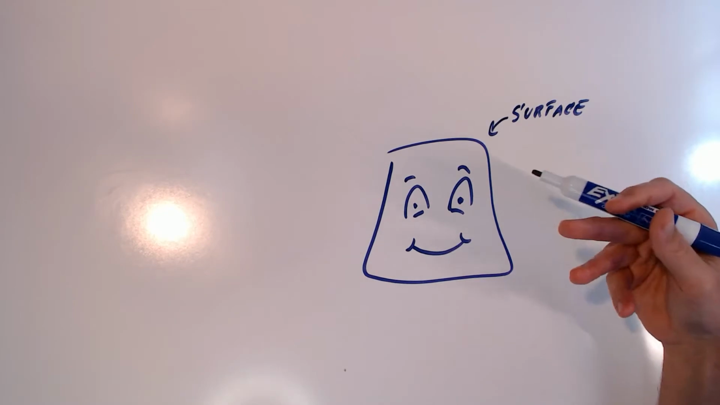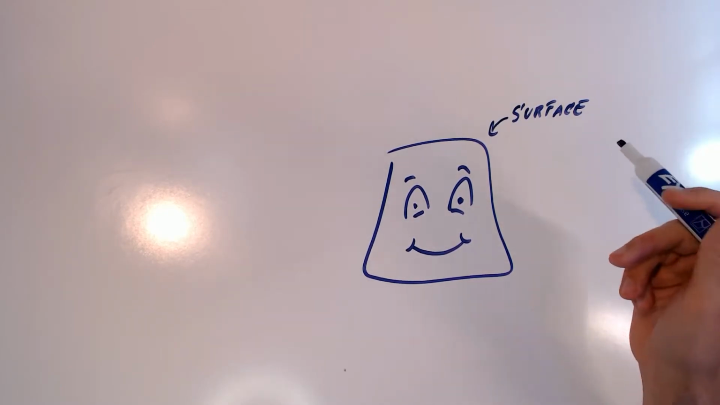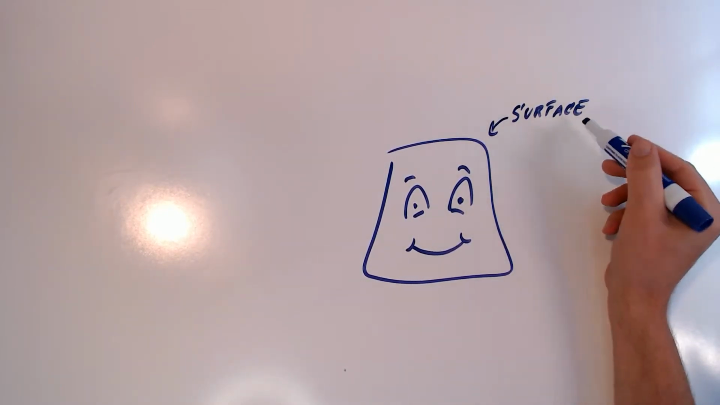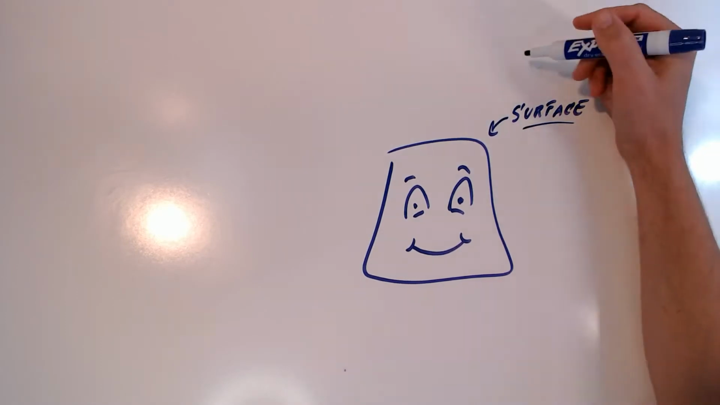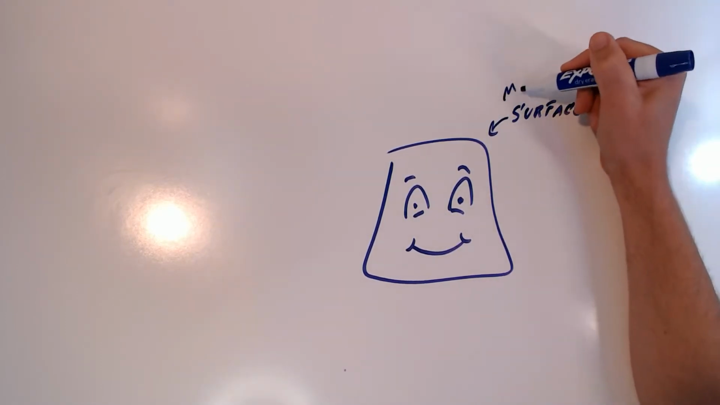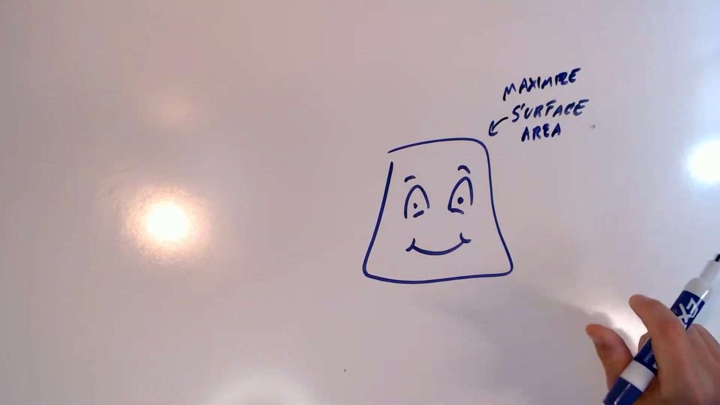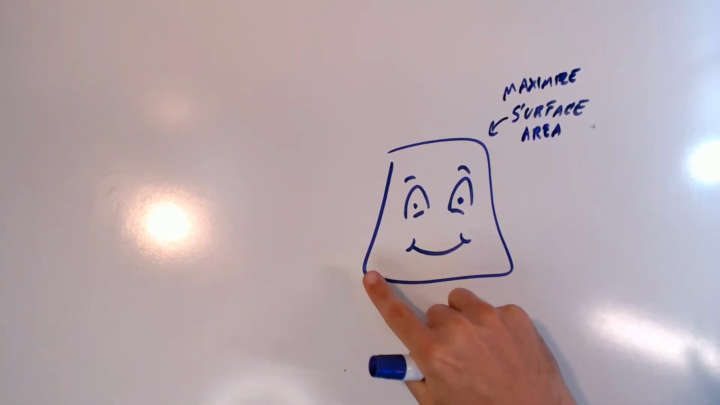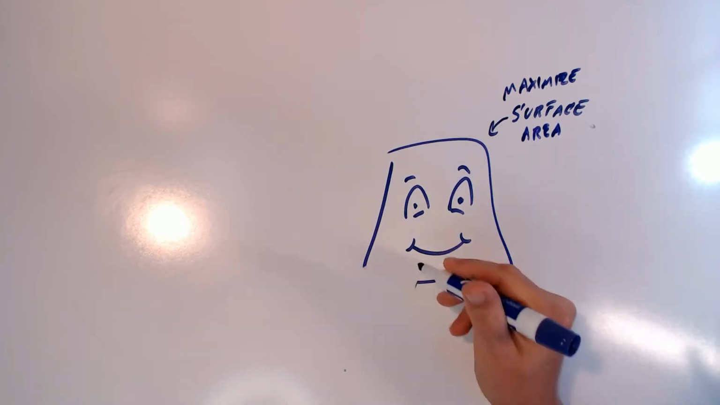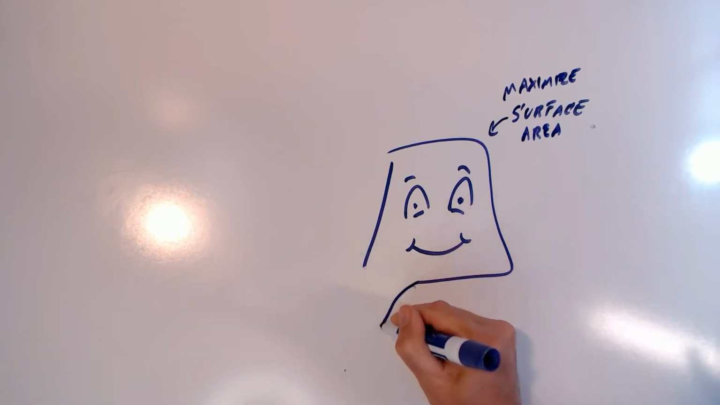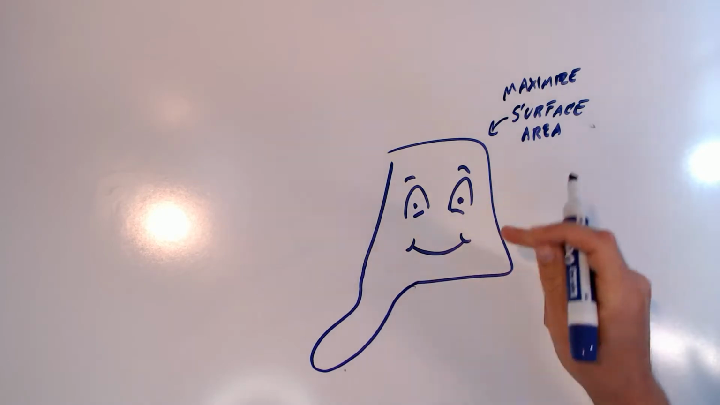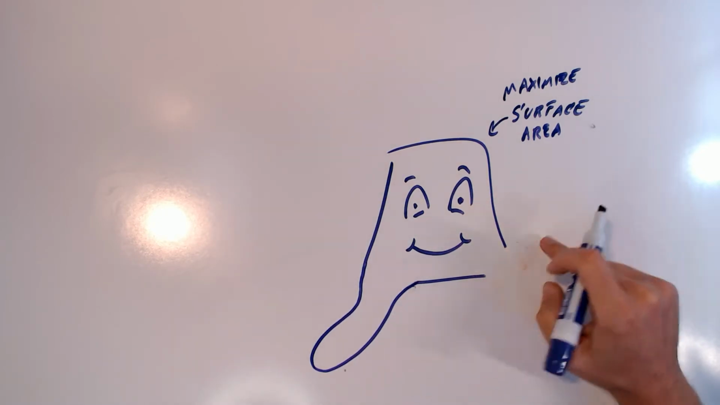So as a cell, what you're going to want to do is maximize the size of your surface area, maximize how much area your surface occupies. So maximize surface area. This is one of your overall goals. So how could you accomplish that task? Well, one way might be to stretch yourself out, to contort yourself, to create some interesting shapes.